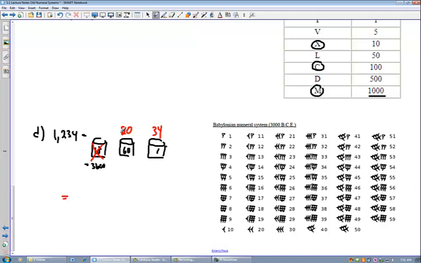So all you have to figure out is, how do you write 20 in the Babylonian numeral system? And you come down here and you say, oh, here's 20 in the Babylonian numeral system. And so you write two triangular wedges, a nice big space, and then write 34. So here's 34 in the Babylonian numeral system. A nice big space, so it's real clear. So here's 34.